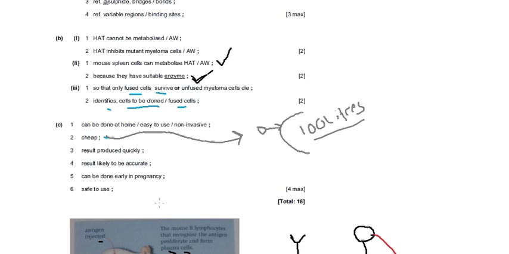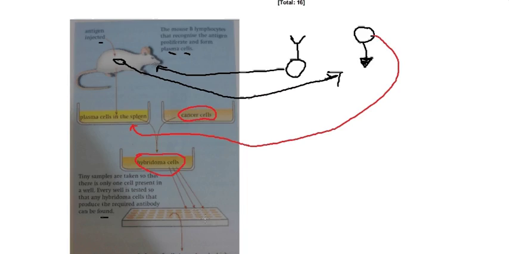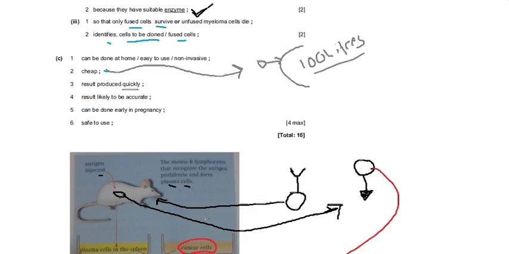So it's very cheap, because after all, you can produce as much as you want, and results are produced quickly. The cloning can take place more quickly compared to other methods of producing antibodies. We may not consider them here, but we should know that there are other methods also to produce antibodies, and this is much quicker than those ones. And then, result likely to be accurate.